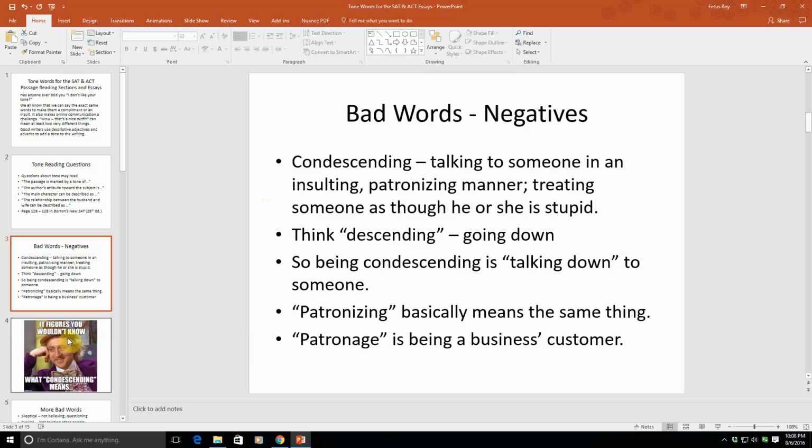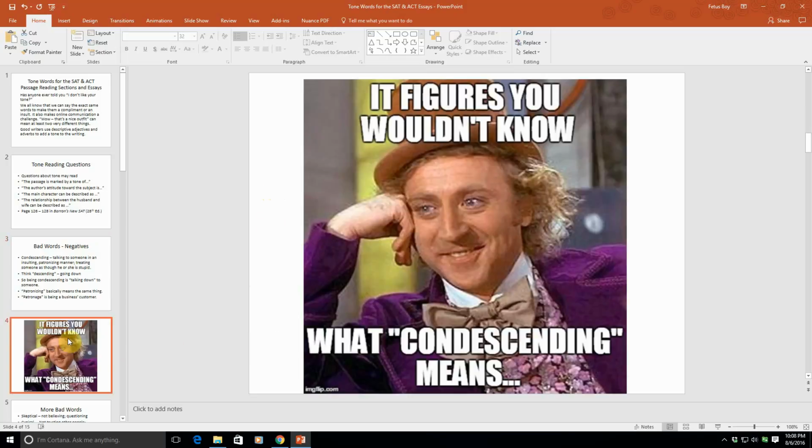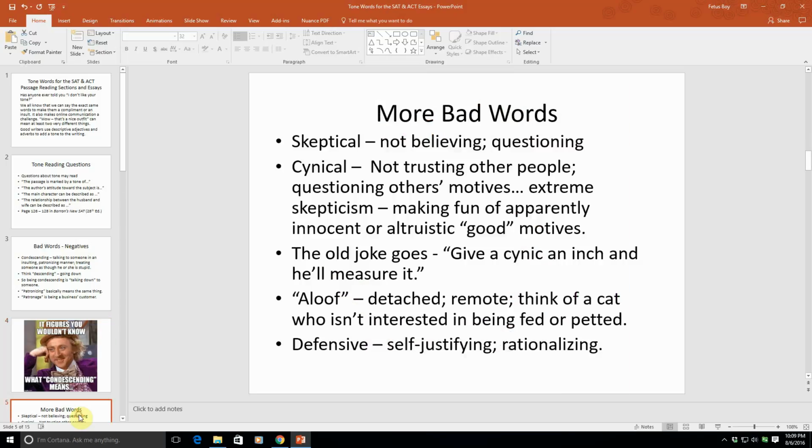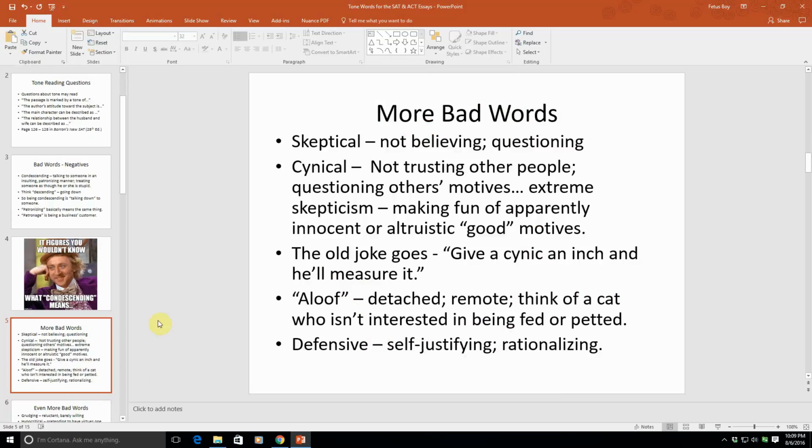So, here's a little meme that I created using the patronizing, condescending Wonka. "It figures you wouldn't know what condescending means." See, I was being condescending, just like condescending Willy Wonka here. So here are some more bad words. Skeptical means you're not believing, you're questioning.